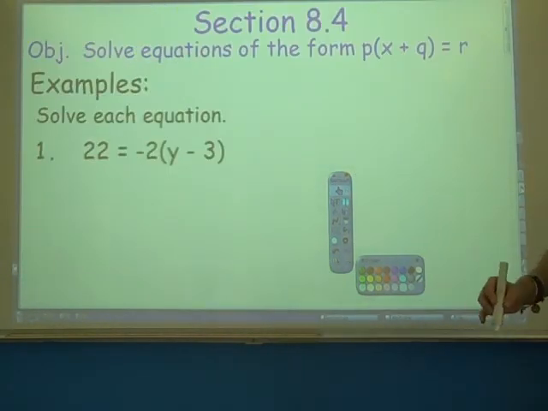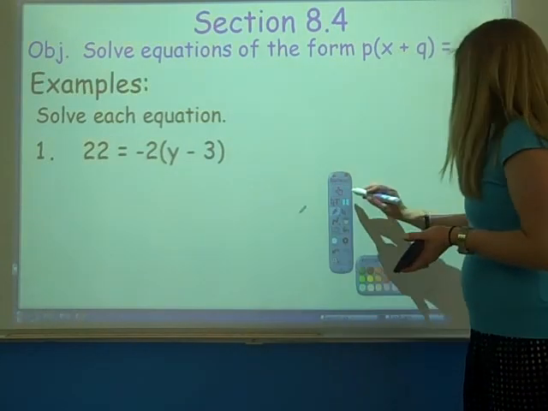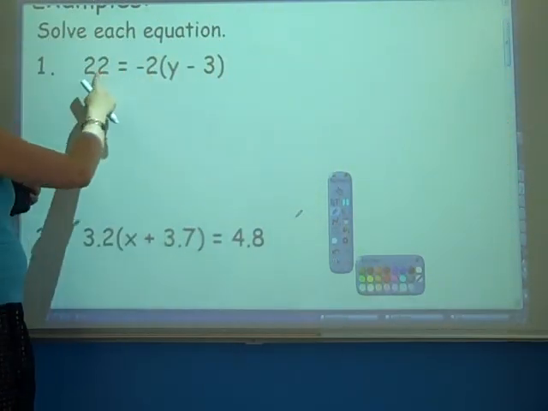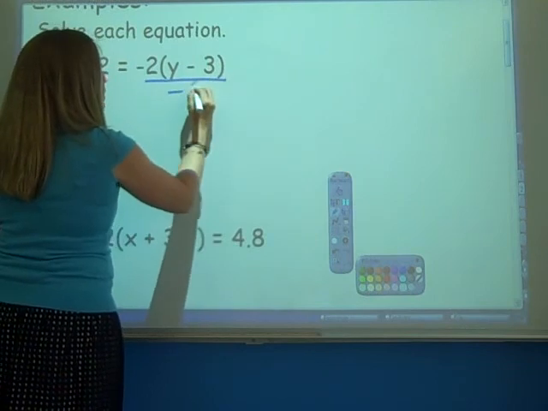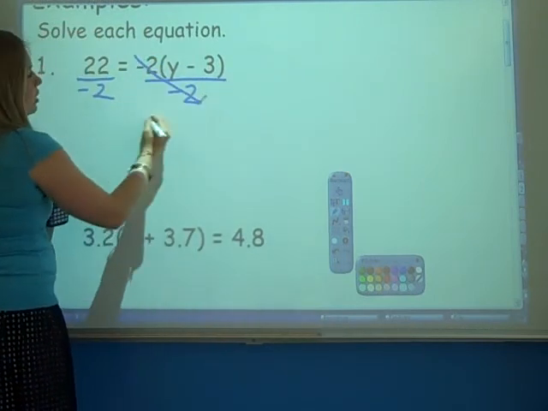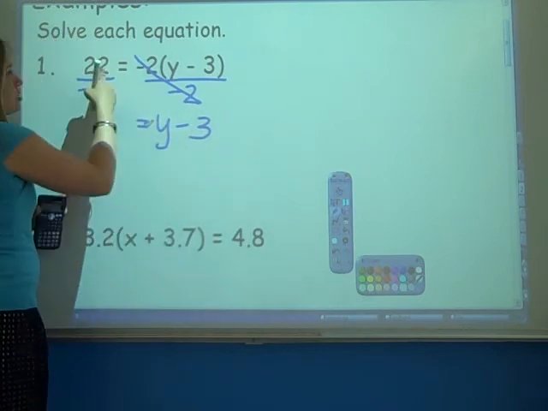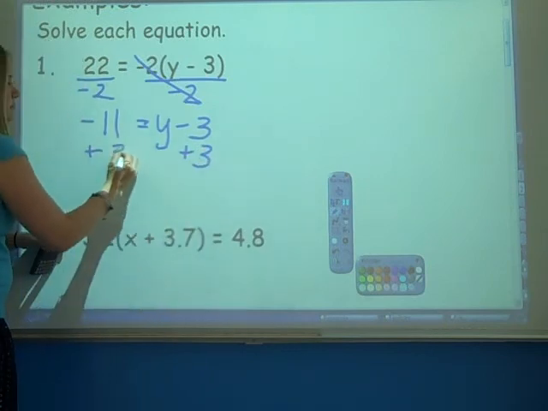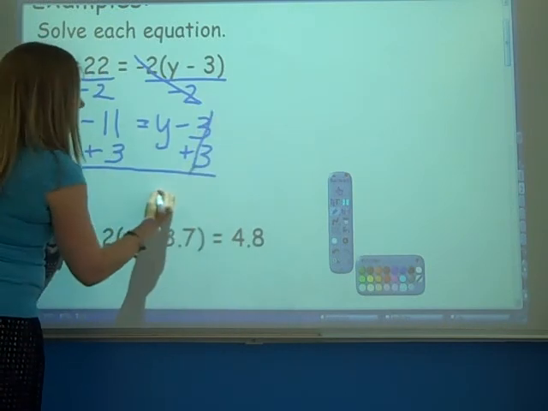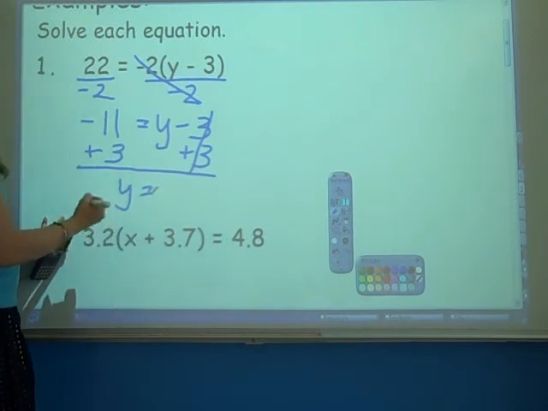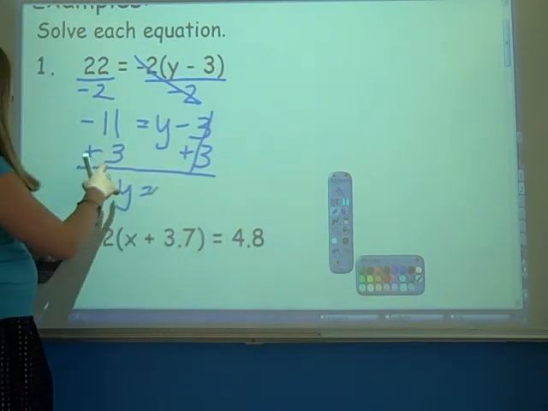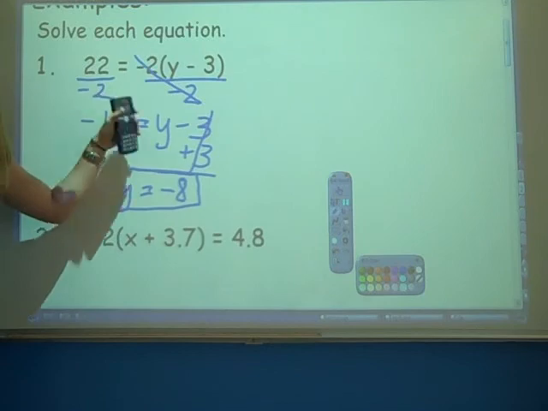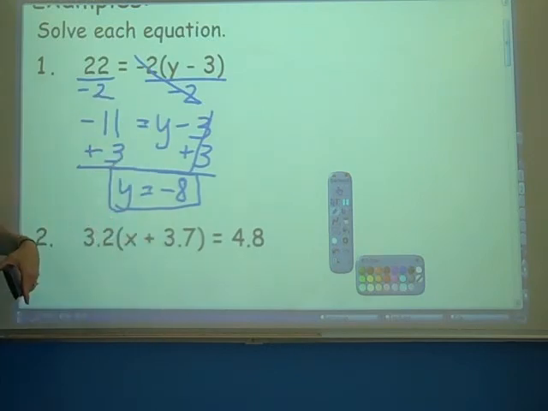Okay, we're going to do 4 problems. To decide which one to use, you're going to look outside the parentheses. I have a negative 2, and 22 is divisible by negative 2. Divide both sides by negative 2. You're left with y - 3 over here. 22 divided by negative 2 is negative 11. Add 3 to both sides. I'm going to bring my y over immediately. Negative 11 plus 3... negative 11 minus 3 is negative 8. You could have done the distributive property and you should still get the same answer as me.